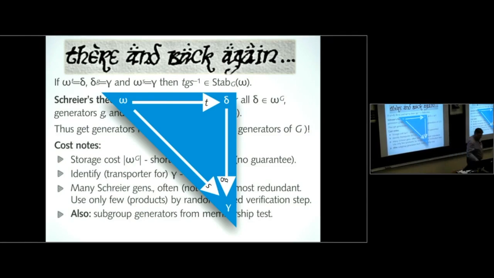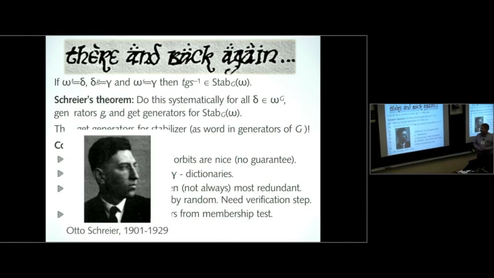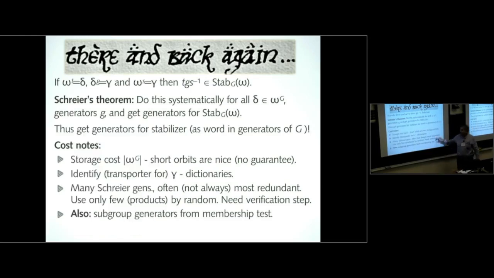So we can find elements of the stabilizer, and there is a nice theorem due to Otto Schreier, which says if you do this systematically for all elements in the orbit and all generators, actually these elements, which are called Schreier generators, give us a generating set for the stabilizer of omega. And by keeping track how the transporters were words, we actually get generators for the stabilizer, even as words in the generators of the group.